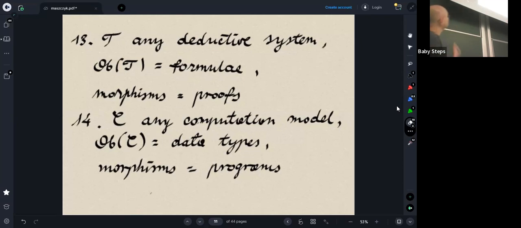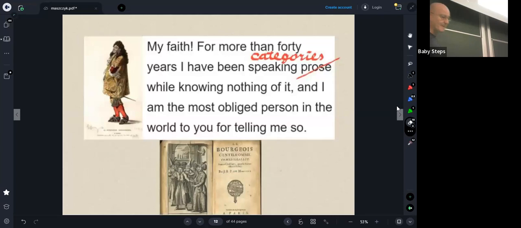Okay, so in this way, we run through all mathematics, and everywhere we see this fundamental structure. It's called category. So paraphrasing Le Bourgeois gentilhomme of Molière: My faith, for more than 40 years, I have been speaking categories while knowing nothing of it. And I am the most obliged person in the world to you for telling me so.